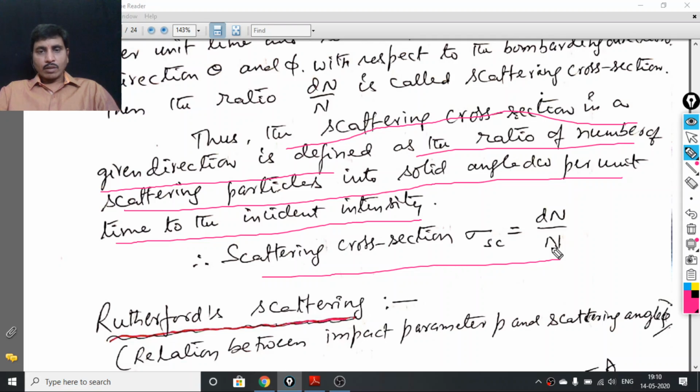So, you have to study and read carefully the topics oblique collision, impact parameter and cross section.